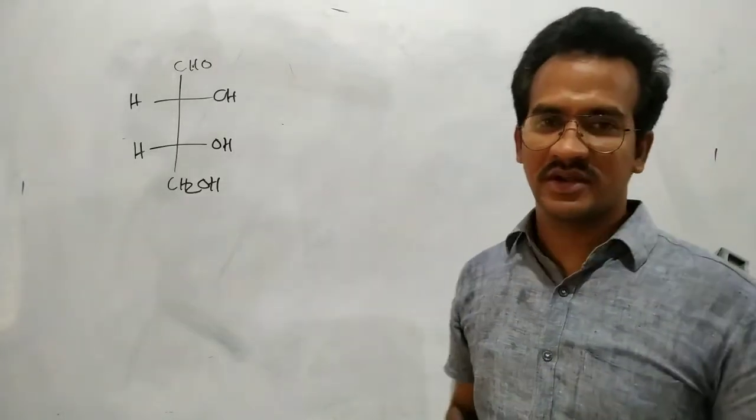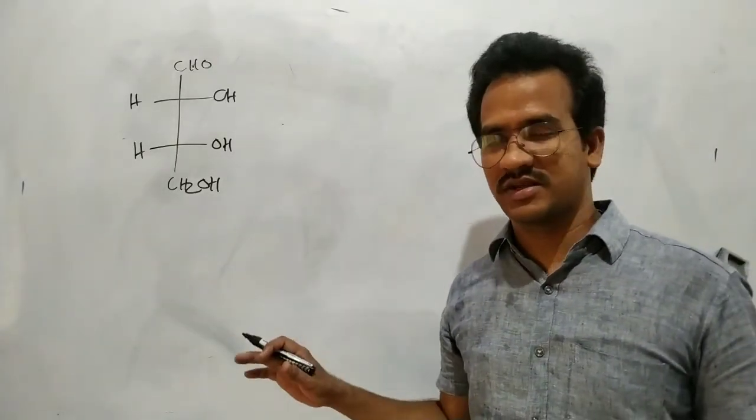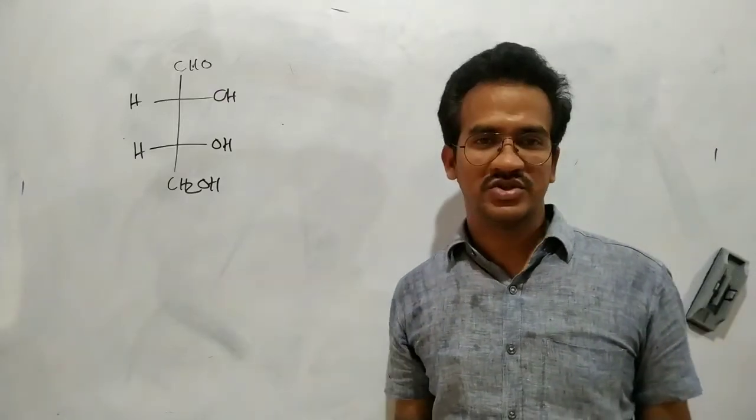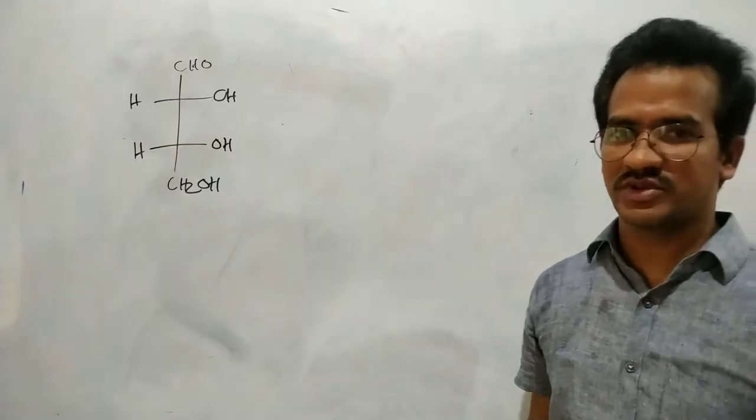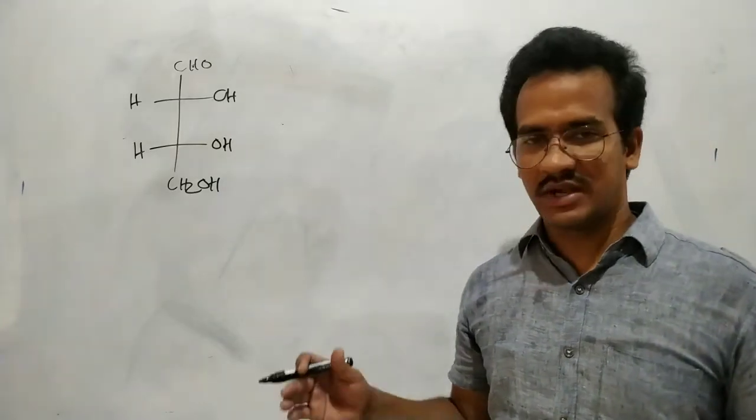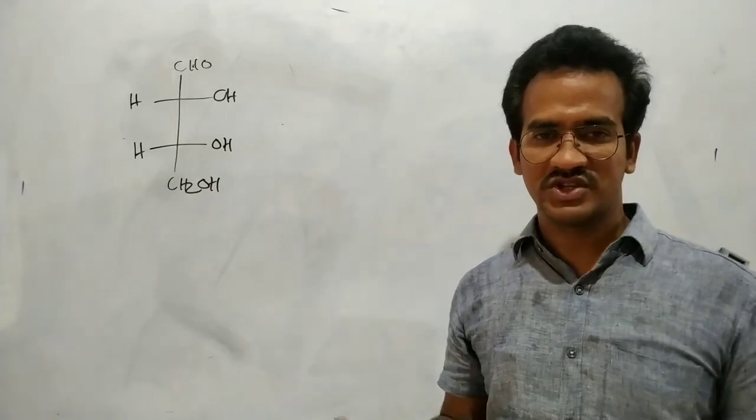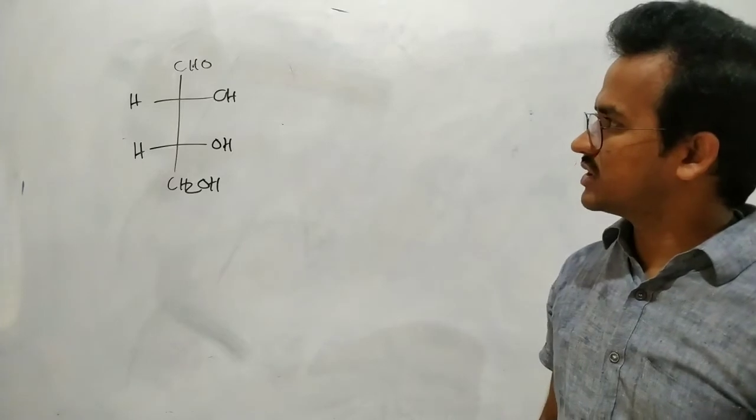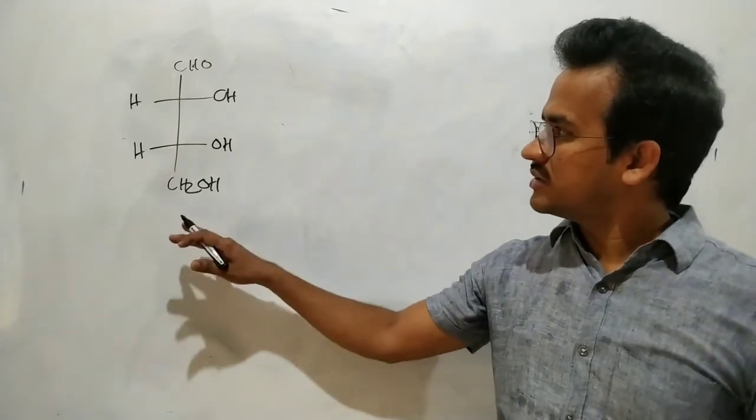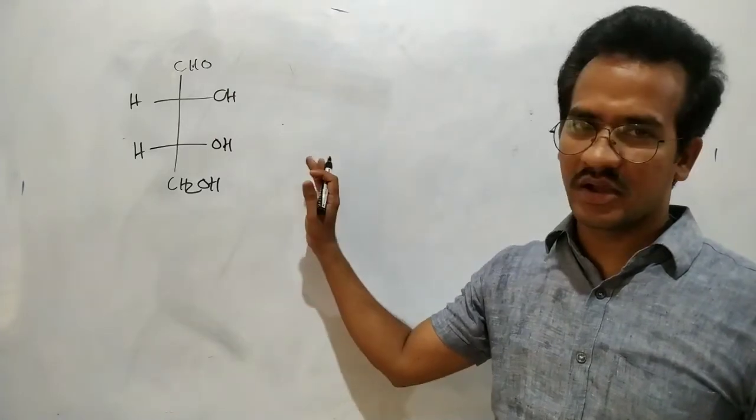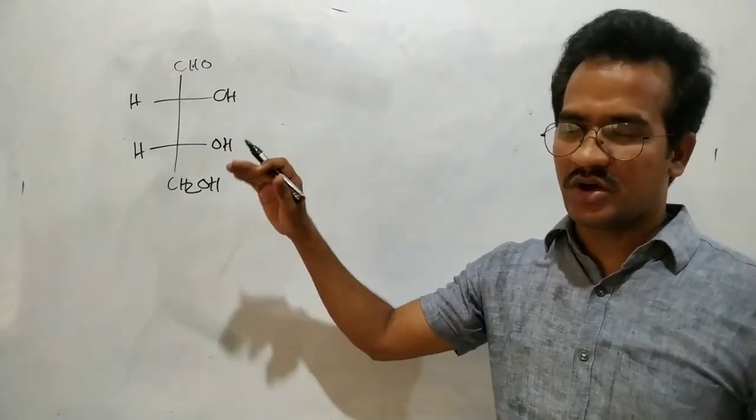Hello students, here I am going to discuss one more conversion, that is Fischer projection to Newman projection or Sawhorse projection. In the last video I discussed how to convert a 3D structure to a 2D structure, that means wedge-dash structure to Fischer structure. In this case, this is a 2D representation, a Fischer projection, being converted into a Newman projection or Sawhorse projection.